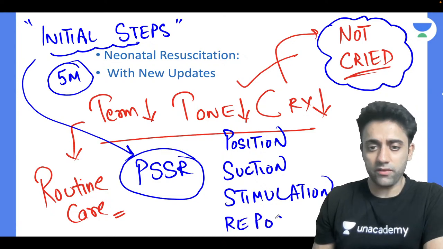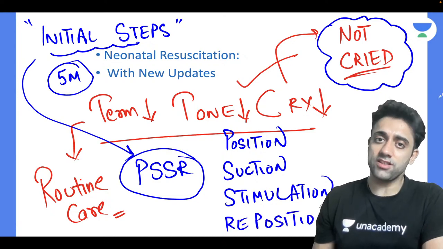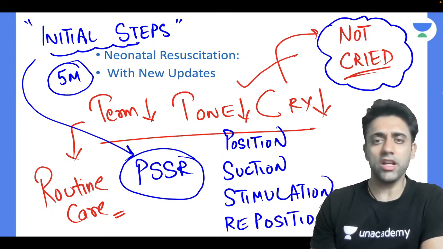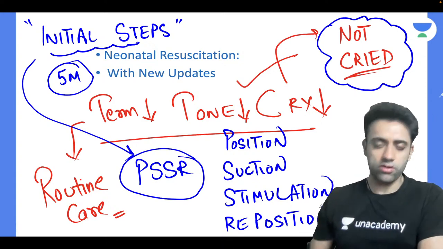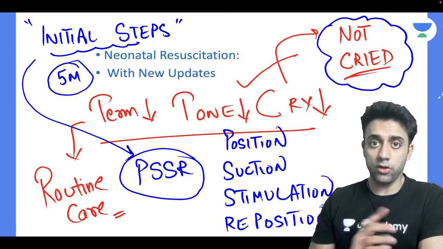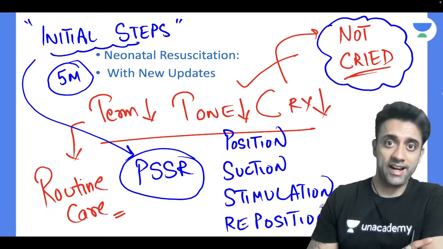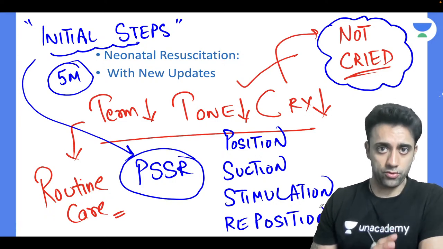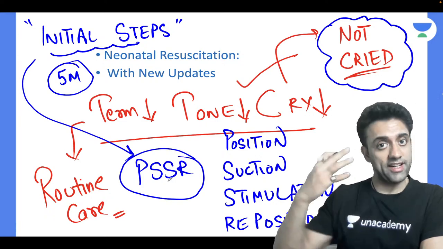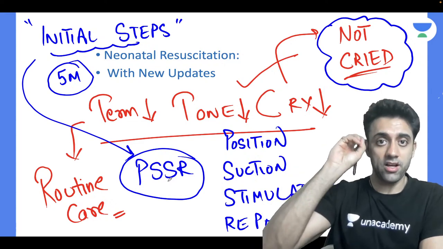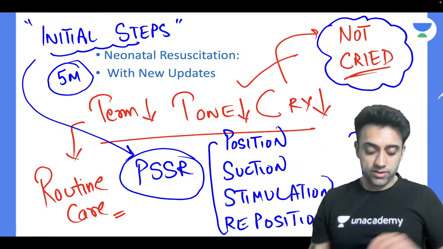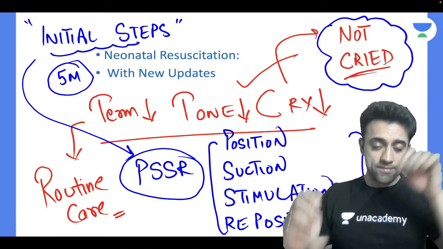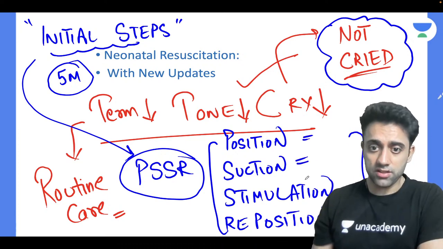I'll repeat again. The baby has not cried immediately after birth. What are you doing? I want to make the baby cry. It's as simple as that, because it is better to give no baby than giving a bad baby. I want the baby to cry, because the lungs will inflate, the baby will take a breath and oxygen will go to the brain. So to make the baby cry, I will do the initial steps: position, suction, stimulation, and reposition.